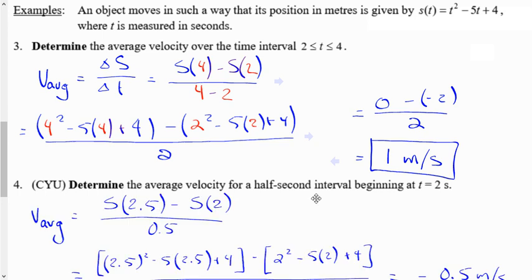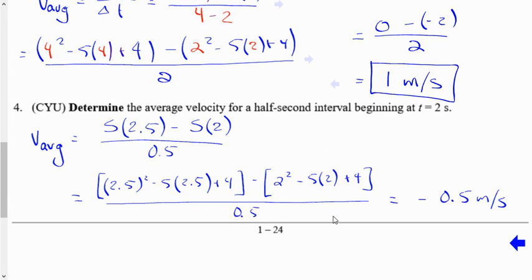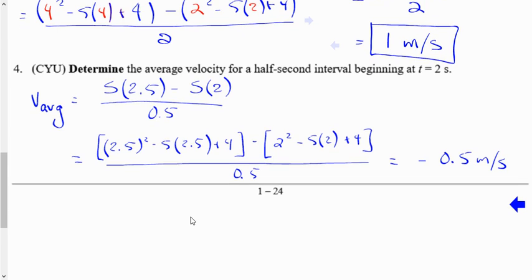Well, if we have a half second interval, then I'm looking at position at a time 2.5 seconds, half a second after it's 2 seconds. We're told it began at a time of 2 seconds, and comparing that to the position at a time of 2 seconds. Given that half second interval, I know that my delta t, my change in time, is 0.5, so I don't have to do a calculation of 2.5 minus 2 because I already know that from the question. We do the substitution into the formula, evaluate, and there's our answer.